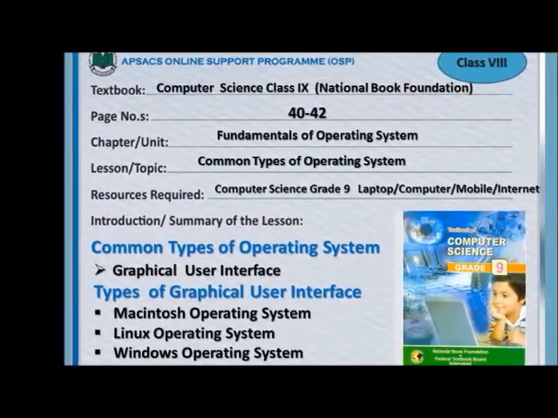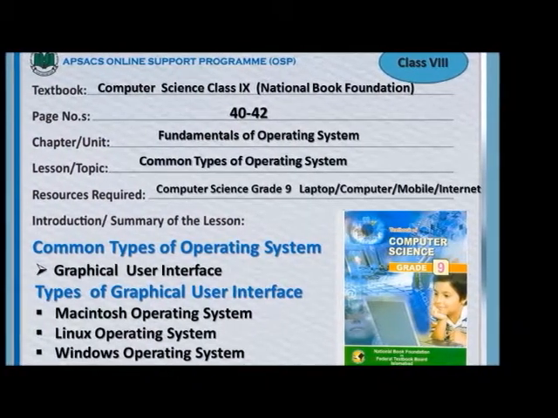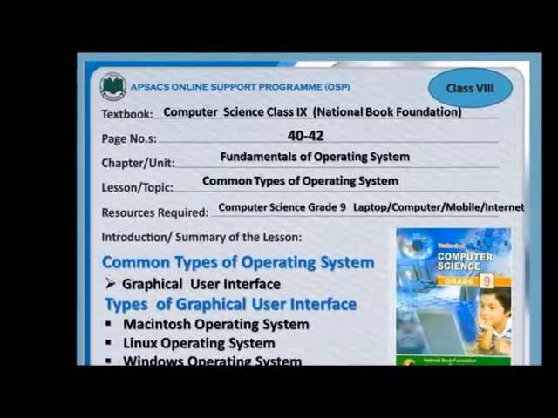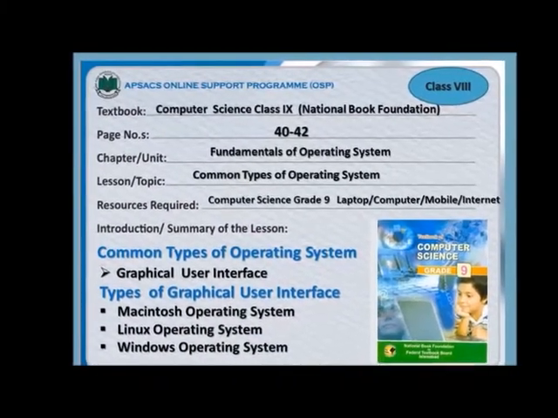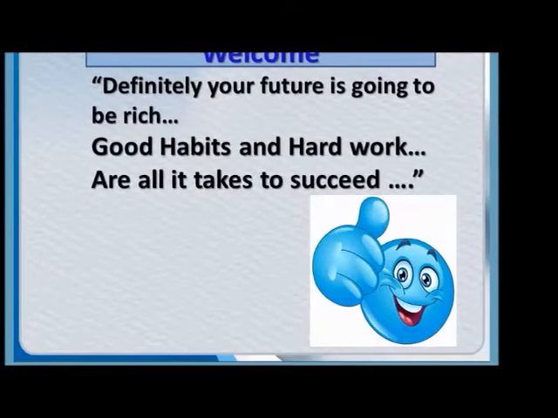In the introduction we have the common types of operating system that consist of graphical user interface, and then further we have the three types of graphical user interface: Mac operating system, Linux operating system and Windows operating system.